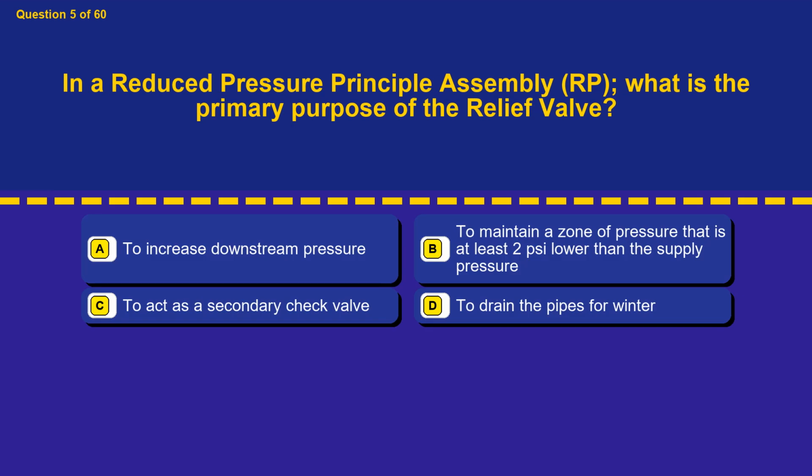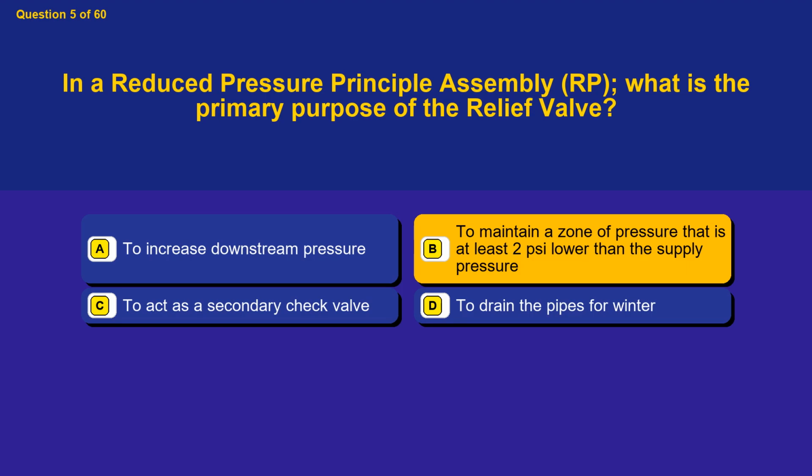Question 5. In a reduced pressure principle assembly, RP, what is the primary purpose of the relief valve? Option A, to increase downstream pressure. Option B, to maintain a zone of pressure that is at least 2 psi lower than the supply pressure. Option C, to act as a secondary check valve. Option D, to drain the pipes for winter.